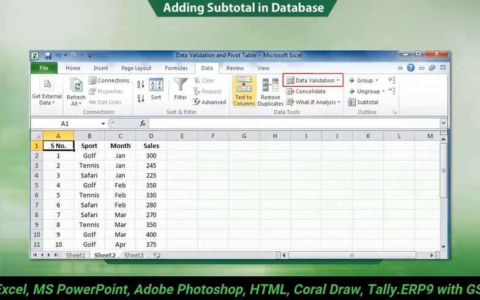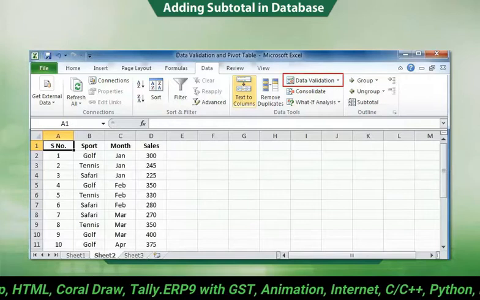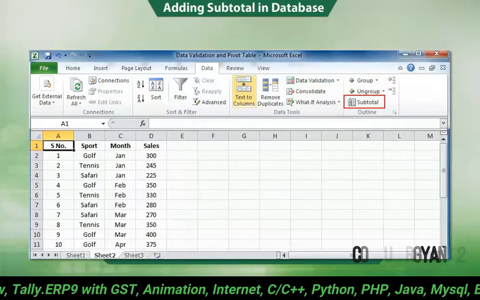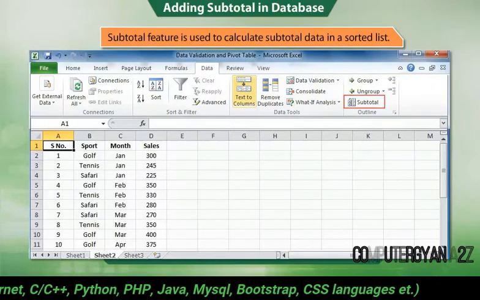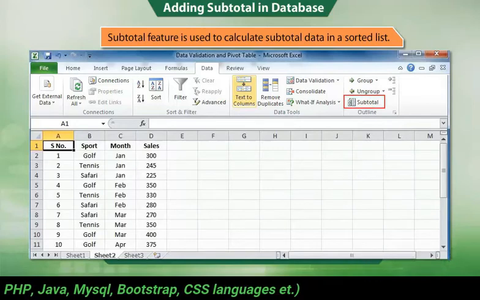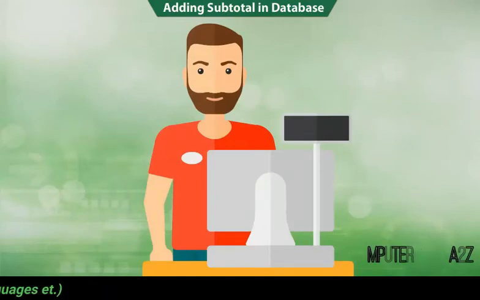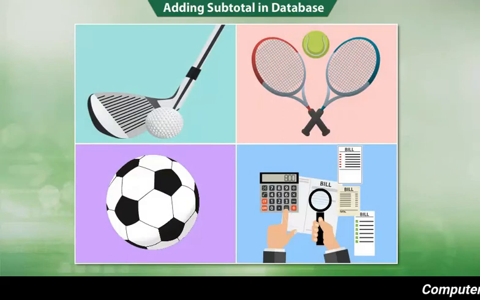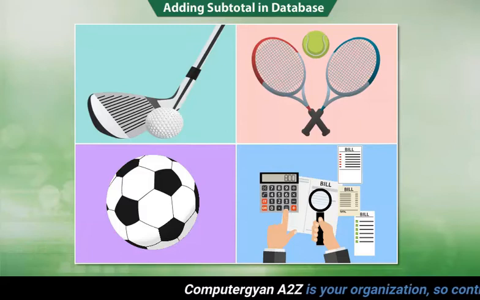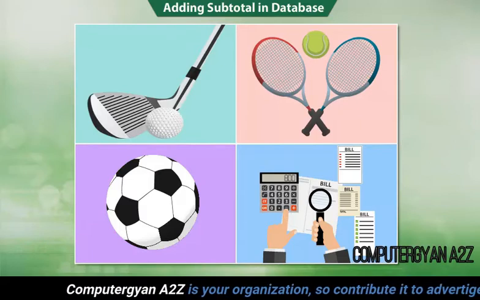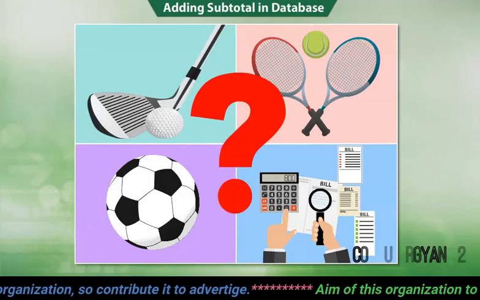Now that you have understood how to restrict the values in the cell, let us look at one more important feature in Microsoft Excel, that is Subtotal. Subtotal feature is used to calculate subtotal data in a sorted list. Consider a shopkeeper who sells various sport items. At the end of the year, he wants to find out the total sales of each sport item in each month individually. You can get this total by using Subtotal feature. Let us learn how.